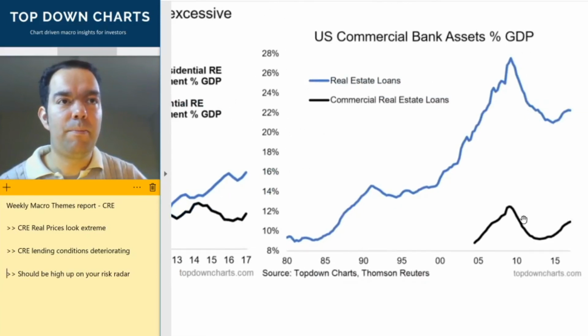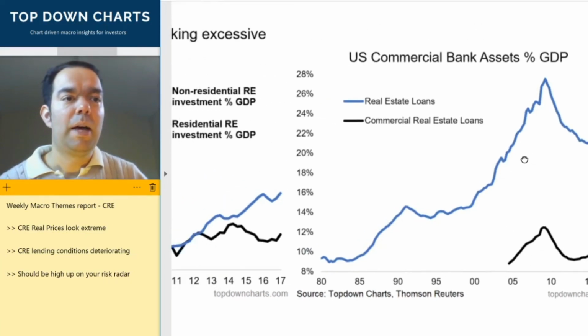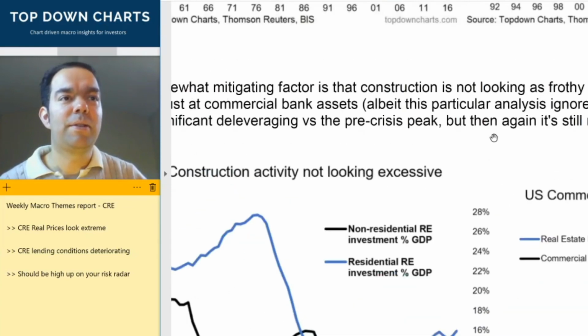From a bank asset standpoint, or credit outstanding, it's yet to. I mean, there was some deleveraging, a decent amount of deleveraging did occur. And it's still high, but it's not at the same kind of pre-crisis levels. So those would be the only caveats that I'd say.